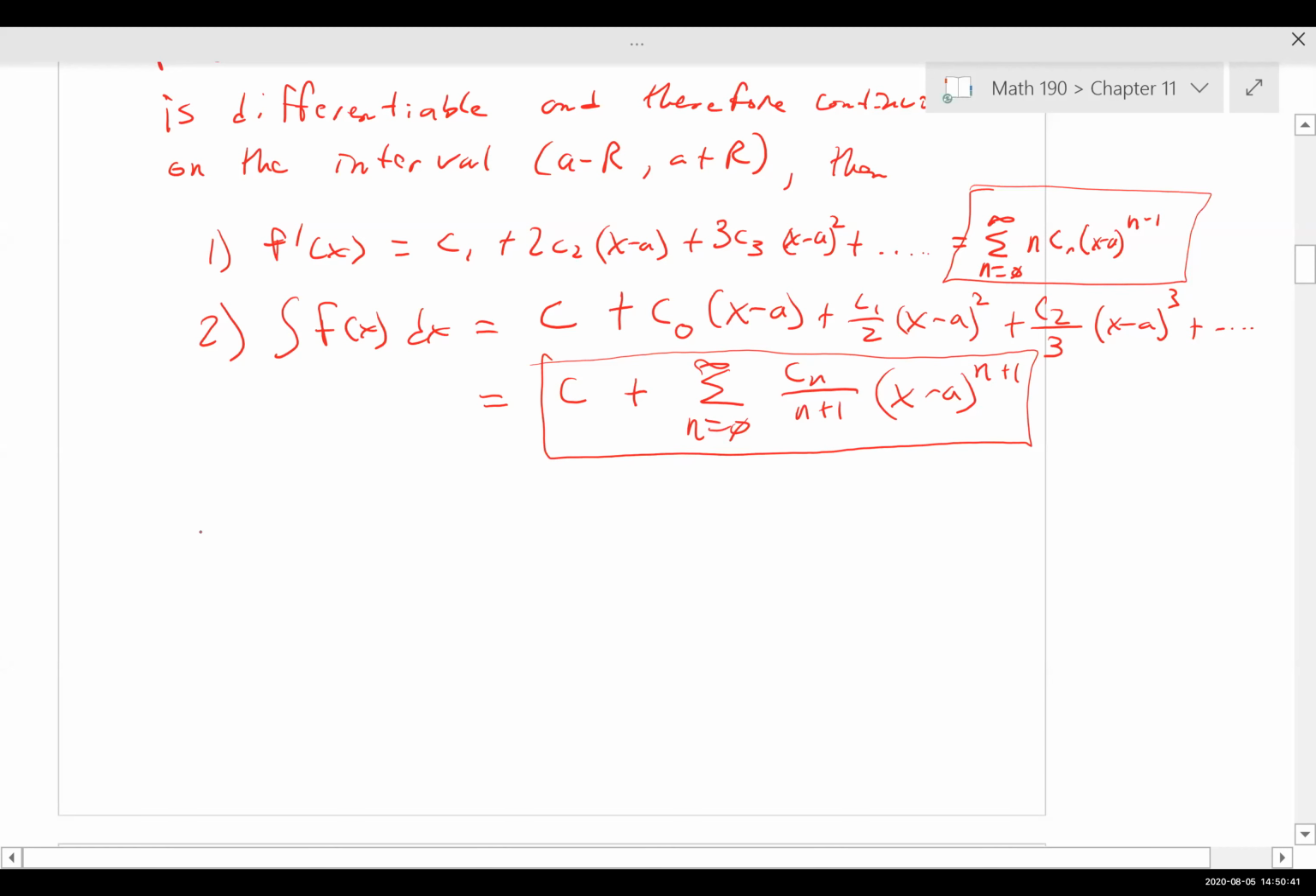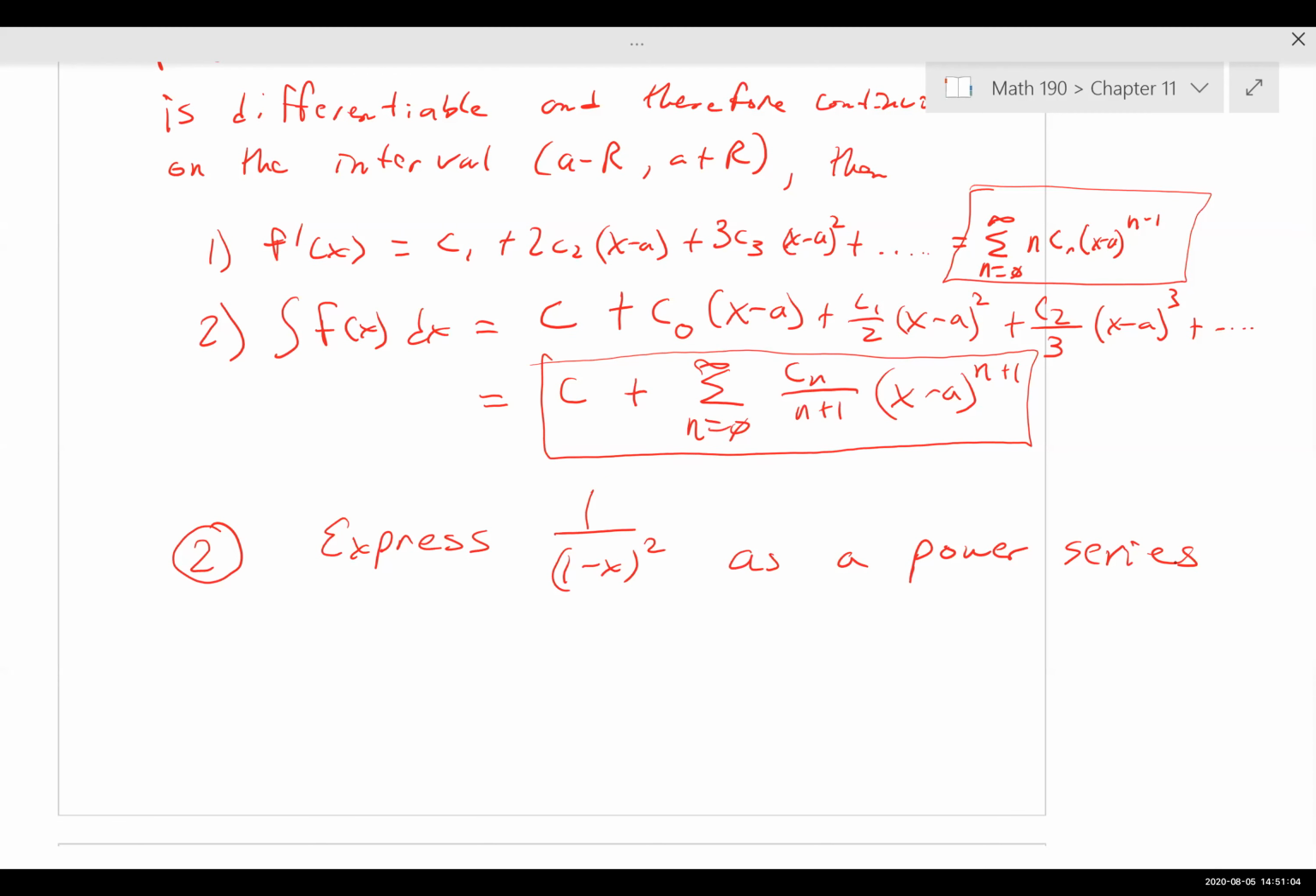Number 2. Express 1 over 1 minus x squared as a power series. Okay, so let's see what we can do here with this thing. Well, we're going to take a derivative here.